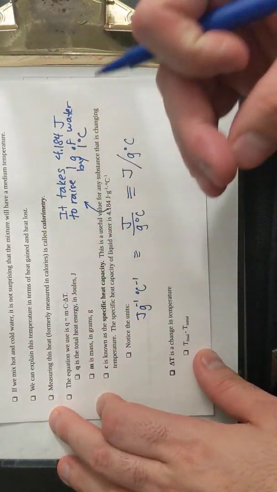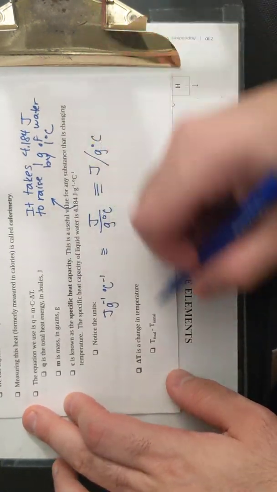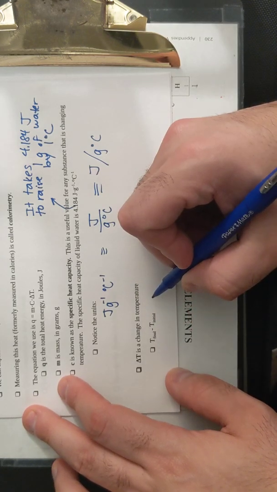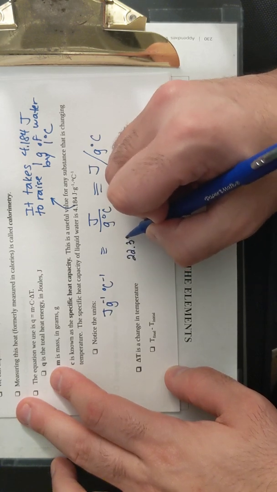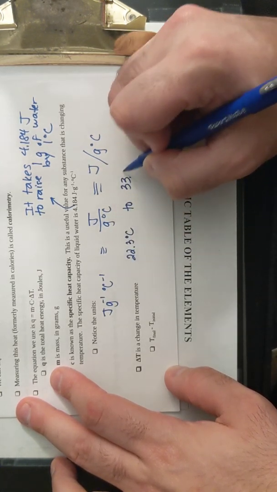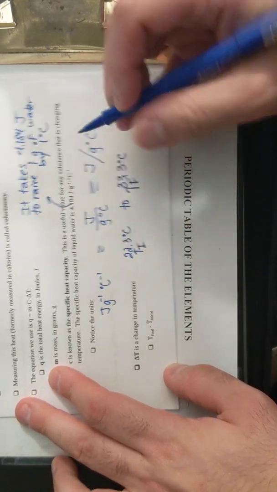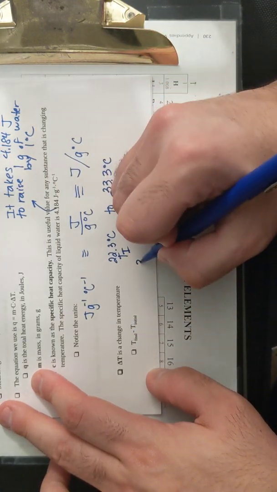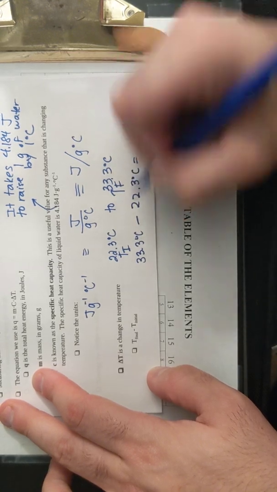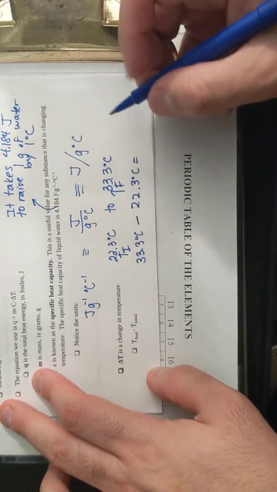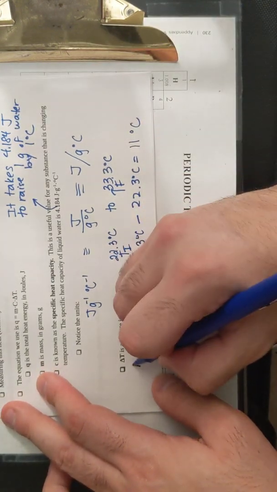This is the amount of energy it takes to raise the temperature of a mass of an object. And then delta T is the change in temperature. Delta T is final temperature minus initial temperature. So if I had an object and it went from 22.3 degrees Celsius to 33.3 degrees Celsius, this would be T initial and this is T final. To get delta T, it would be final temperature minus initial temperature, and 33.3 minus 22.3 is 11 degrees Celsius. That would be delta T.